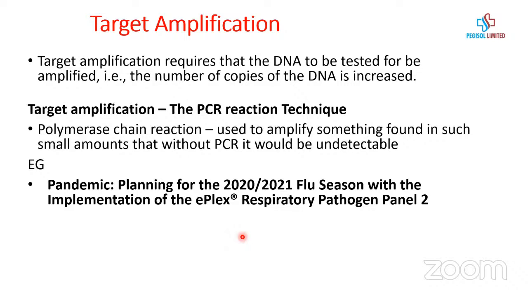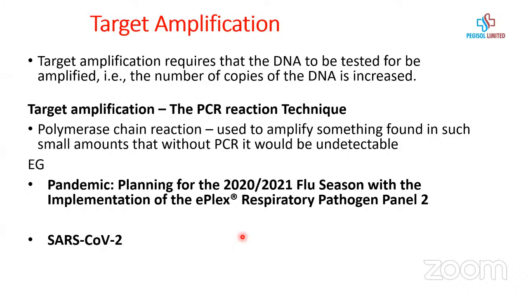An example here has to do with the pandemic, where they were able to detect the flu season with the implementation of the E-plex respiratory pathogen panel. In that case, multiple primers are used to know whether somebody has the flu or what you call an advanced form of respiratory infection like COVID-19.